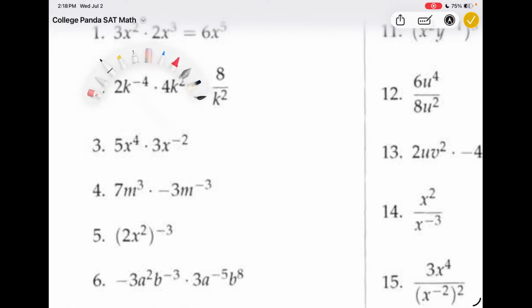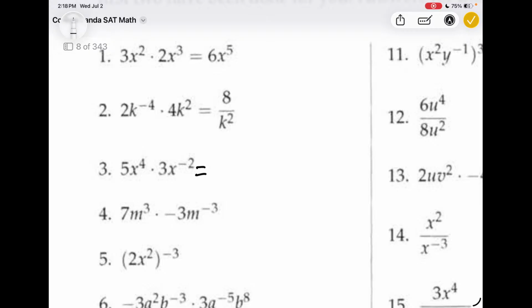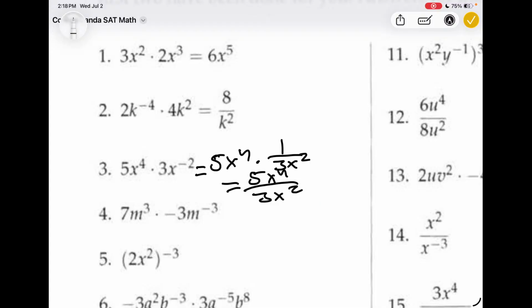Let me go to a thinner pencil. That's the thinnest. So this is equal to 5x to the fourth times 1/3x to the second. So 5x to the fourth over 3x to the second. I guess that's the answer kind of they wanted.